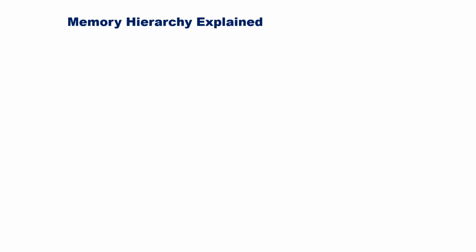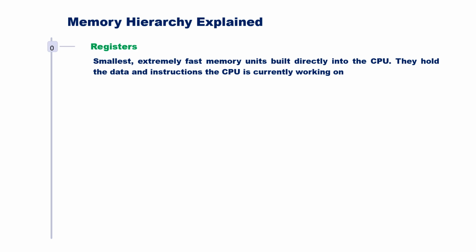Here's a breakdown of the levels in the hierarchy, from fastest to slowest. At the pinnacle of the hierarchy, that is at level 0, are the registers. These are the smallest and fastest memory units. They are built directly into the CPU. They hold the data and instructions the CPU is currently working on.